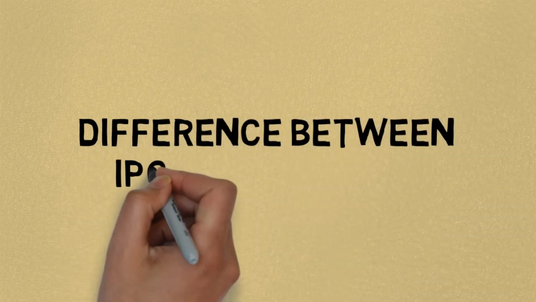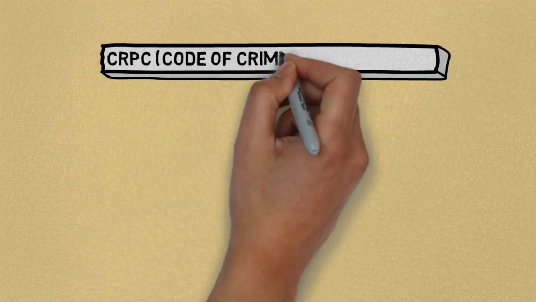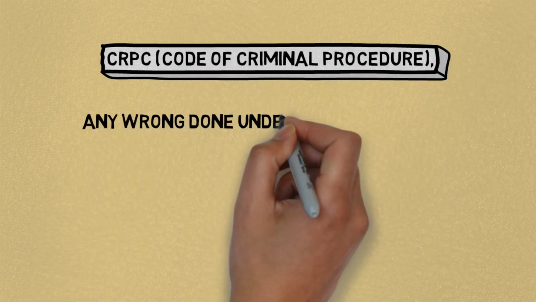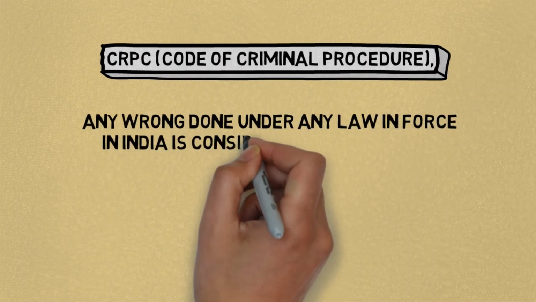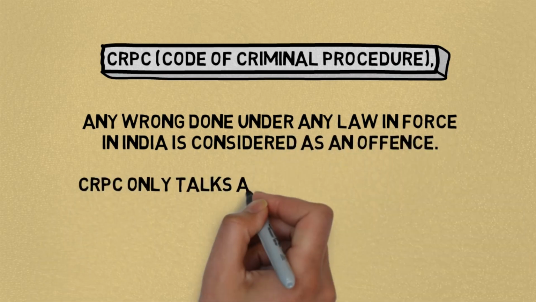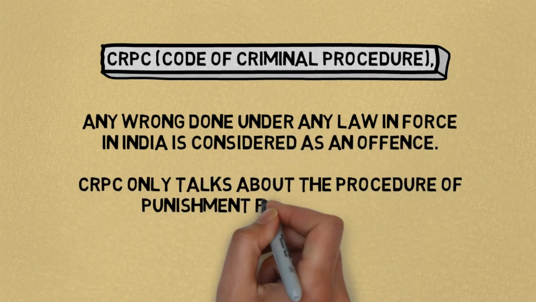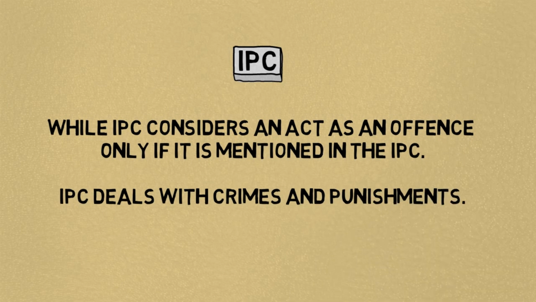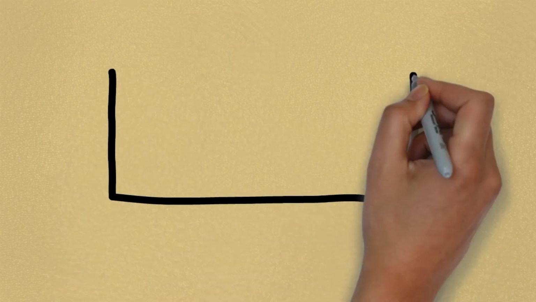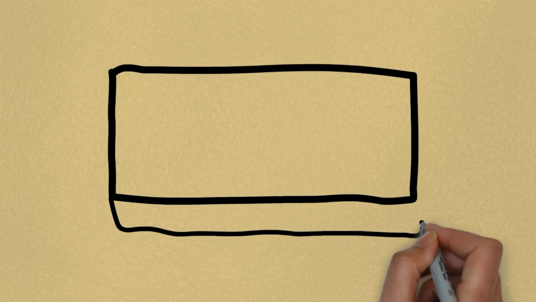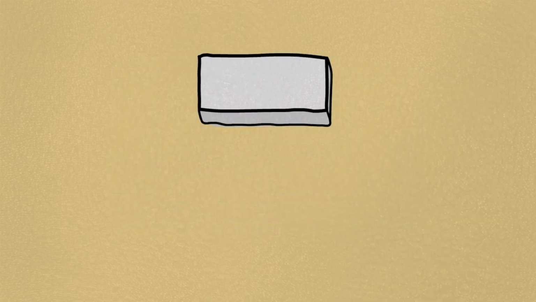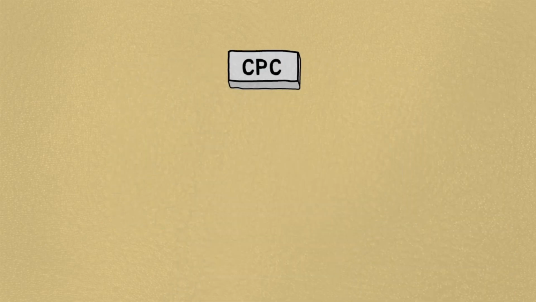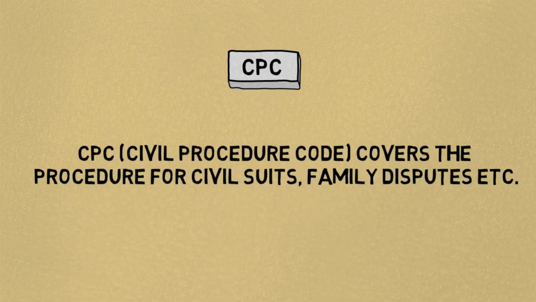Difference between IPC, CRPC and CPC. In the context of an offence, according to CRPC, Code of Criminal Procedure, any wrong done under any law in force in India is considered as an offence. CRPC only talks about the procedure of punishment for an offence, while IPC considers an act as an offence only if it is mentioned in the IPC. IPC deals with crimes and punishments. CRPC tells about the criminal trial procedure, and CPC, Civil Procedure Code, covers the procedure for civil suits, family disputes, etc.